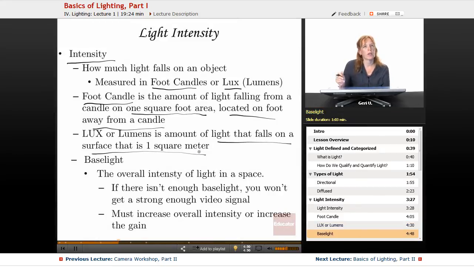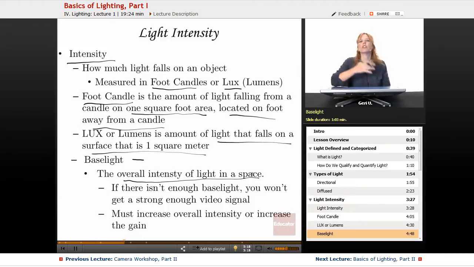Another term that I want to familiarize you with, you'll hear on sets, is base light. Base light just refers to the overall intensity of light in a space. The thing about video cameras and film cameras or film stocks is that you need to have a certain amount of light, base light, in order to get a proper, broadcastable, usable signal. And so you'll hear people talk about, is there enough base light?